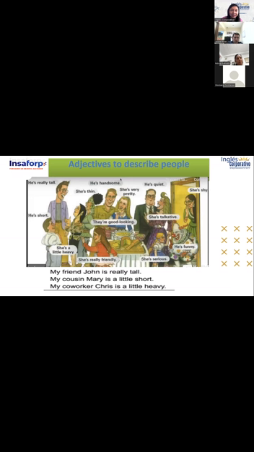But she's talkative. She's a parrot. She's serious. And he's funny because he's a clown. She's shy. She's timid. And we see here the sentences.